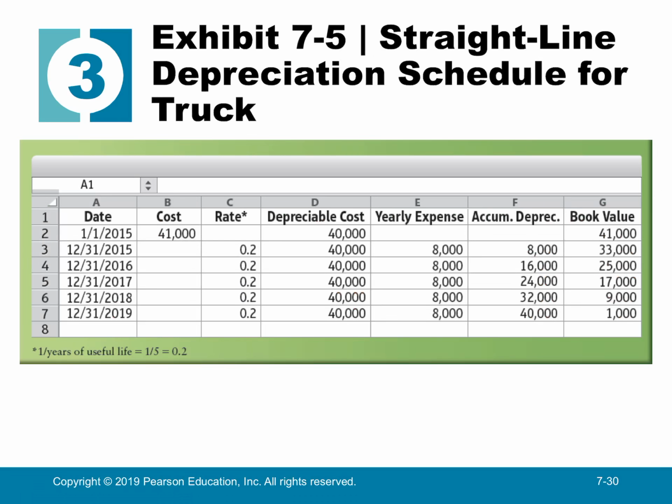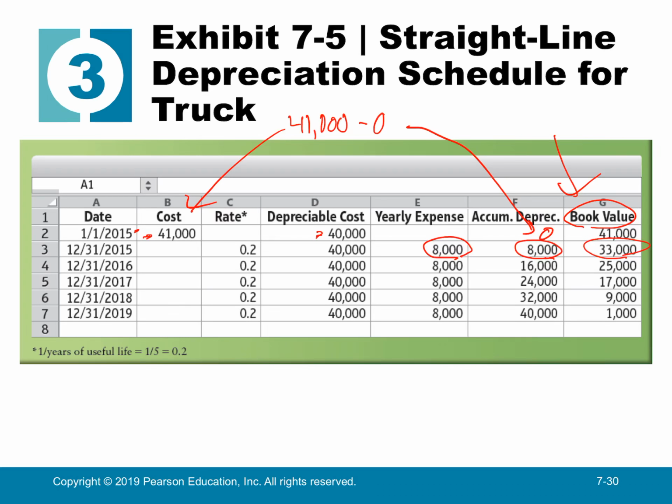And here you go, this just breaks it out. We bought the truck at the beginning of 2015, right? It cost us 41,000. We're gonna depreciate 40,000 of it. The book value, remember, what is book value? It's our historic cost minus accumulated depreciation. Here it's 0, so this is just 41,000 minus 0. After 1 year, we're going to expense 8,000, so our accumulated depreciation is 8,000.